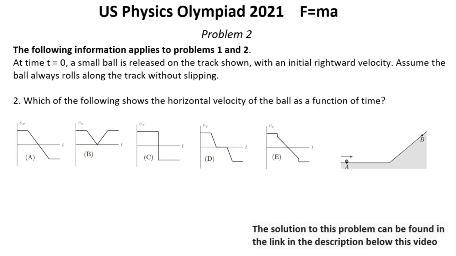However, the direction of its velocity quickly changes, so that only part of it is directed horizontally. Thus, the horizontal velocity very quickly drops. As the ball climbs up the hill till point B, its horizontal velocity decreases uniformly to 0, then very quickly increases in magnitude when it goes through the curve again. Therefore, the answer is E. And that was the solution for problem number 2.